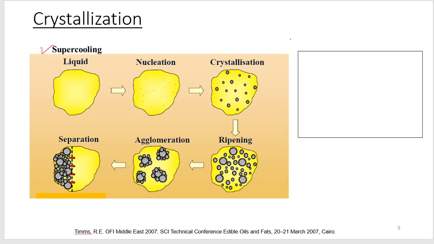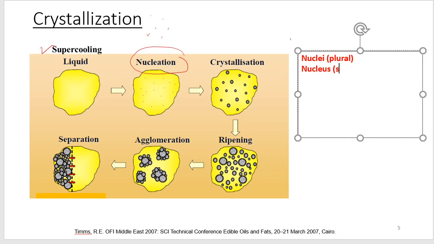So the next step after supercooling is called nucleation. Nucleation is very critical in the crystallization process. During nucleation, small crystals are formed. I think they are visible. They are like little dots. Very small crystals. So they are called nuclei. It's plural form. Or nucleus. A single crystal.